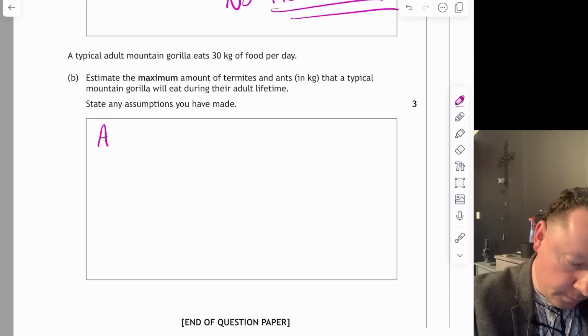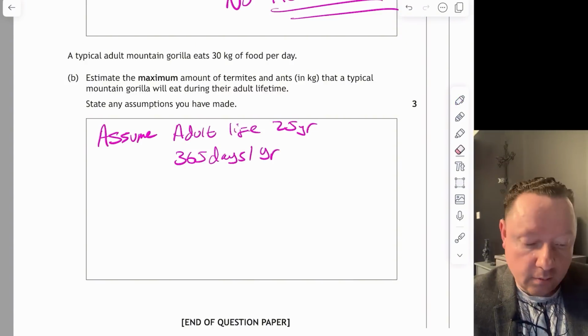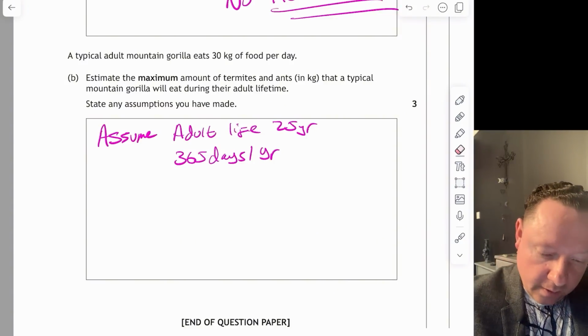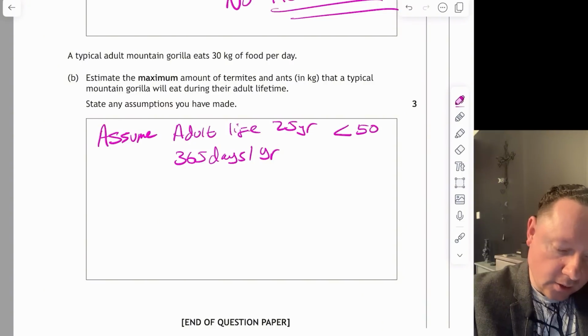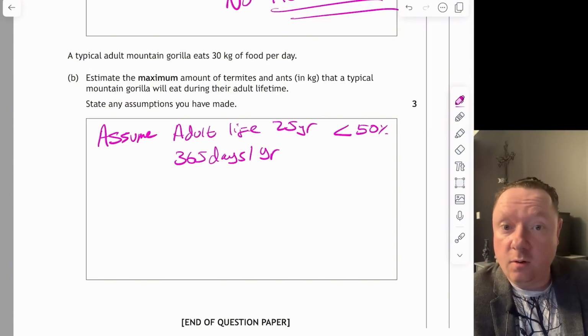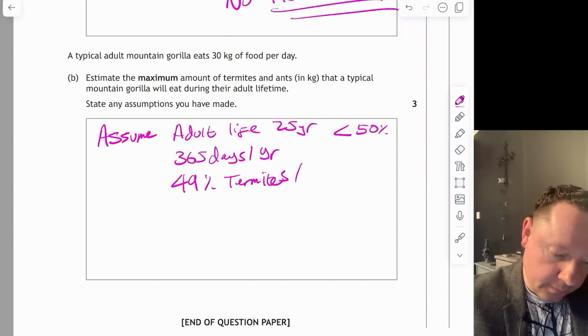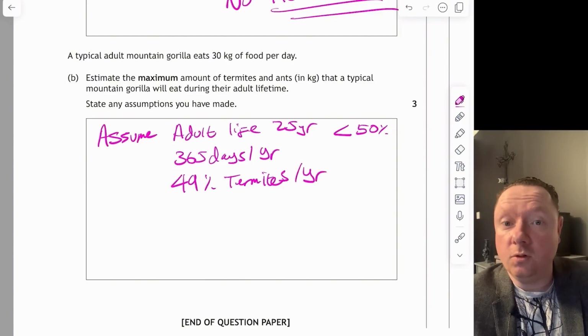So we're going to assume their adult life is 25 years. We're going to assume the usual that there are 365 days per year to get rid of the leap years. We've got that. We've got to estimate the maximum amount of termites. So the maximum will have to be less than 50%. So what's the closest to 50%? It could be 49.99% or 49%. I'm going to assume 49% termites per year. Now it has to be 49% because it's the maximum we're looking for, so it's not just any old number.